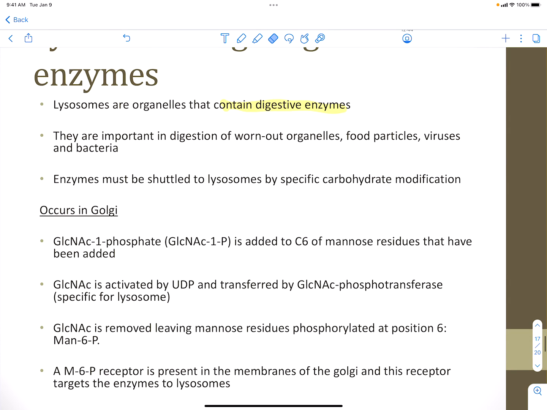Now you're going to have O-linked glycosylation. So your glycosylation is going to be added to your carbon-6 of mannose residues that have been added. And then you're going to have your N-acetylglucosamine 1-phosphate added to the carbon-6. This is going to be activated by UDP and transferred by the N-acetylglucosamine phosphotransferase. Now, N-acetylglucosamine is going to be removed, and your mannose residues are going to be phosphorylated at position 6 and generate a mannose 6-phosphate. The mannose 6-phosphate is what's going to get recognized by the lysosome. So there's a mannose 6-phosphate receptor on the membranes of the Golgi, and this is going to target the enzymes to the lysosomes.